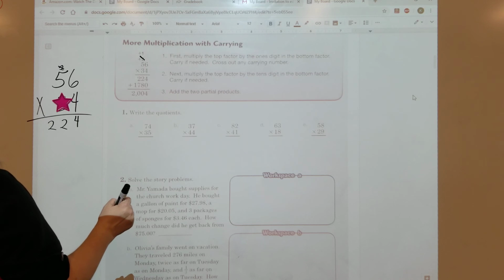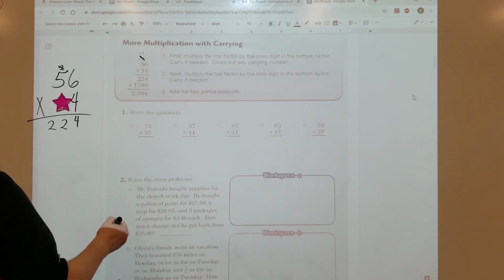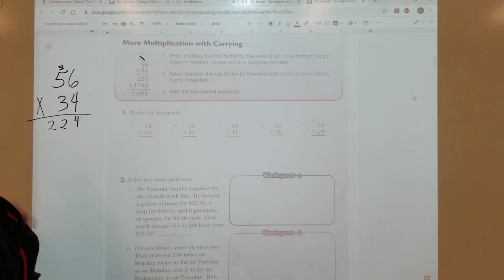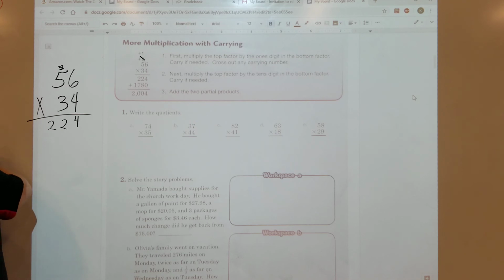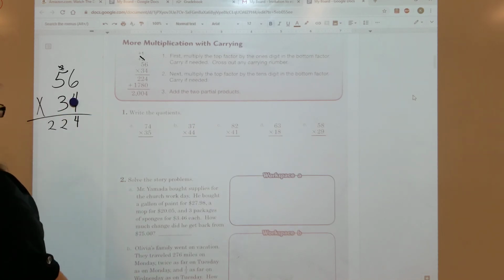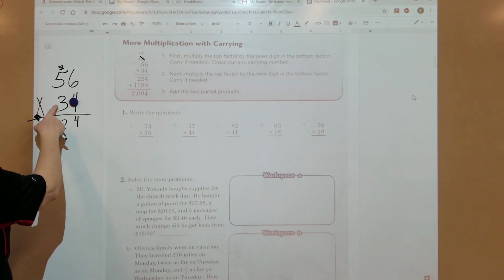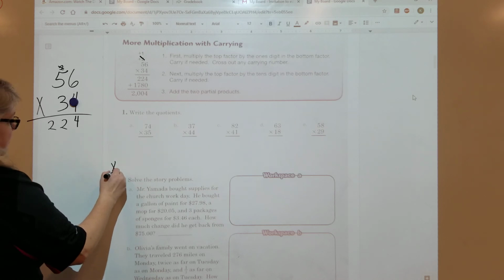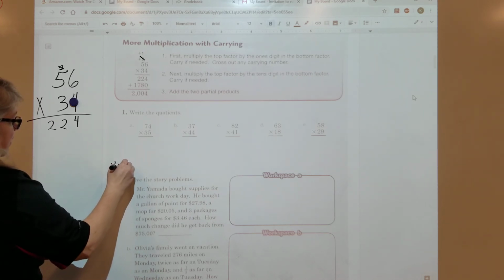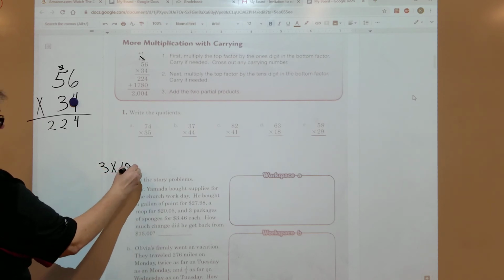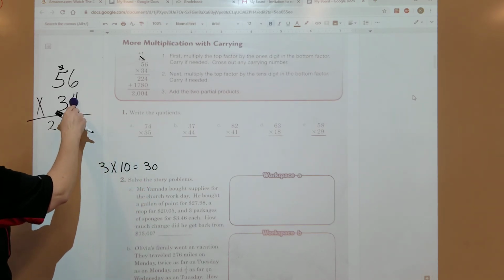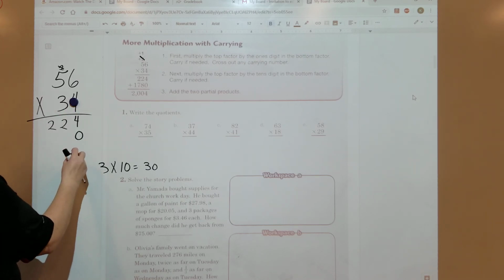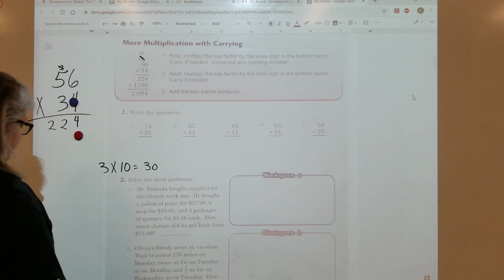Next, multiply the top factor by the tens digit in the bottom factor, carry if needed. Now that we're working on the tens place, I'm going to go ahead and cover this up because we've already used that. Now, this is just like multiplying 56 times 30. And remember what we said before, anytime you multiply something by 10, you just add the 0. So 3 times 10 equals 30. So we're going to put this 0 down here because we're really multiplying by 30. And so let's put this circle for our 0.